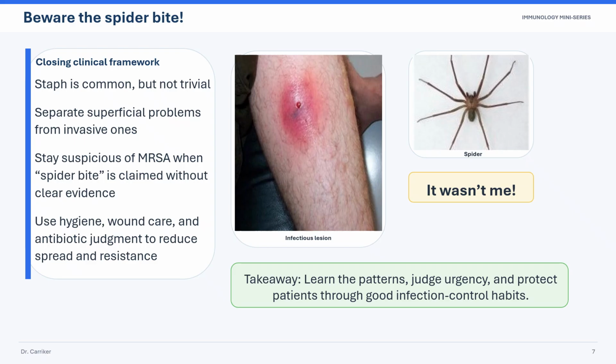So the key takeaway here is that staph is common, but it's not trivial. Now, if we learn the patterns, we separate superficial problems from invasive ones and stay suspicious of MRSA when a lesion is described, especially if it's described as a spider bite without clear evidence of an actual spider bite. We might be better able to quickly identify a problem and prevent further spread. So we'll learn the patterns, judge urgency, and protect patients with good infection control habits.